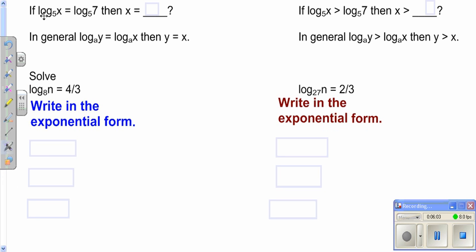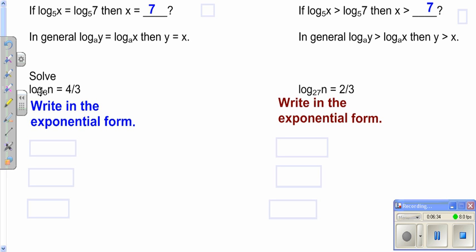Here we have a log on the left, a log on the right, with the same base. So therefore, what's after your bases, the x and the 7, also have to be equal, even if they don't have the log stuff there. And then that also works with inequalities. This log base 5 of x is greater than log base 5 of 7. Same base, single log on each side, so therefore what's afterwards has to follow the same as here, your inequality.